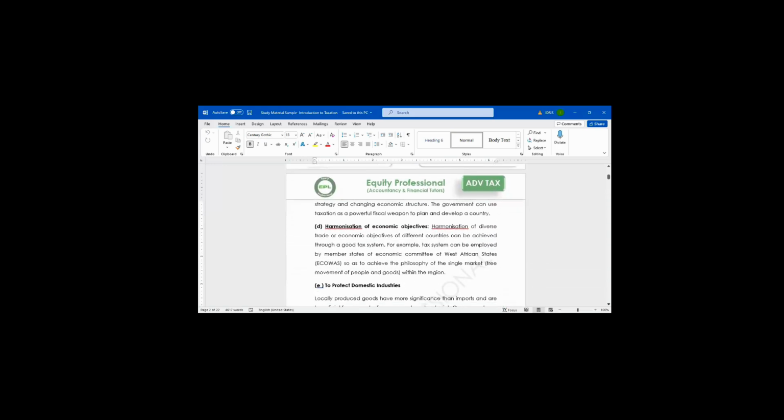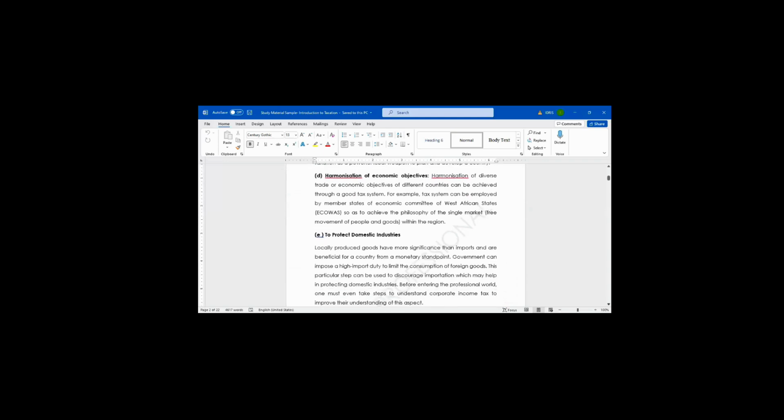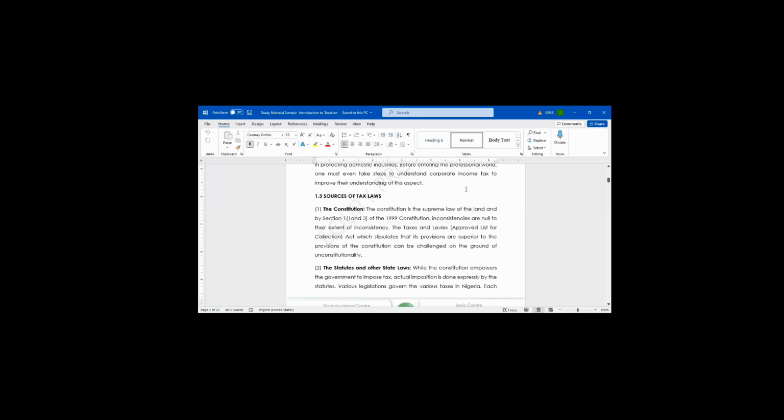Number four, harmonization of economic objectives. Number five objective of taxation, to protect domestic industry. While number six is to discourage consumption of harmful goods. And number seven is to preserve local currency. So those are the objectives of taxation.